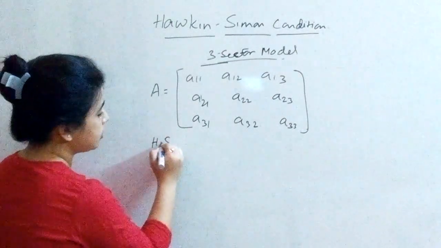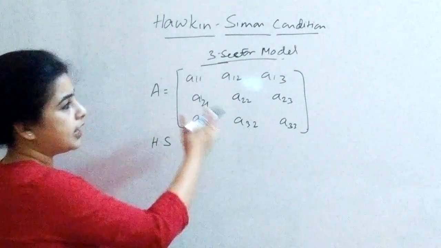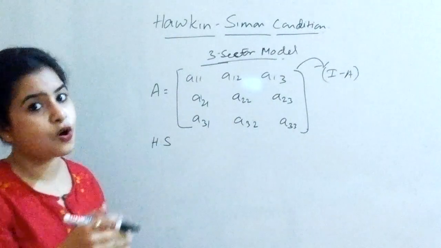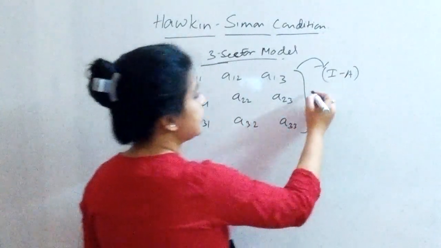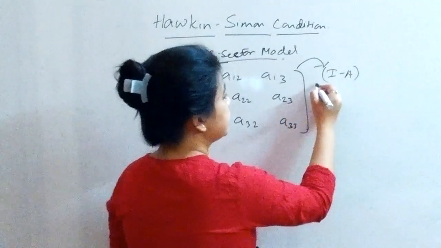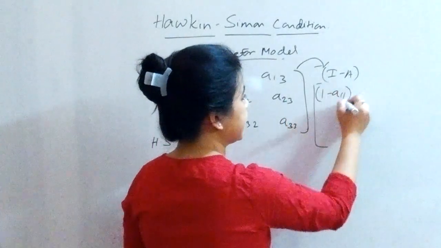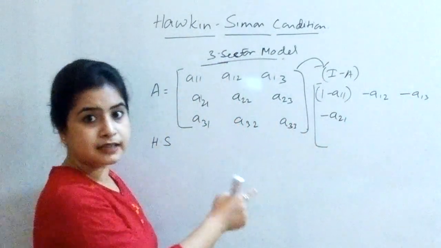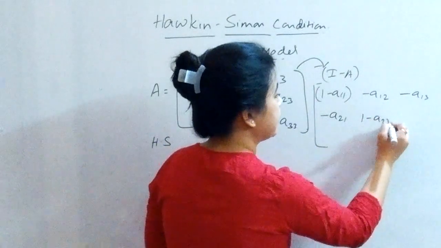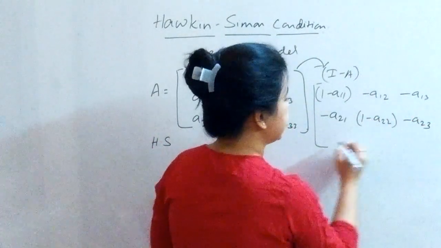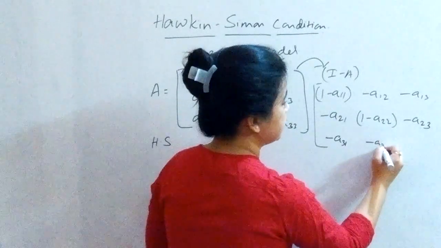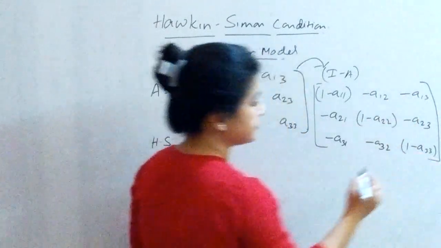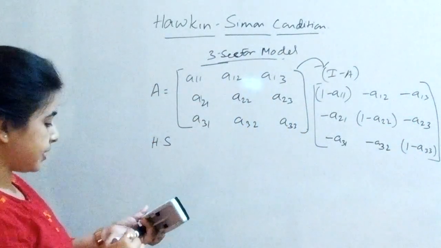Okay, let's talk about the Hawking-Simon condition. Again, we need to find I minus A in order to obtain the Hawking-Simon condition. So what will be the I minus A of this matrix? Here it will be 1 minus A11, minus A12, minus A13. Similarly, minus A21, 1 minus A22, A23, A31, A32, 1 minus A33. Alright, so that is our I minus A.